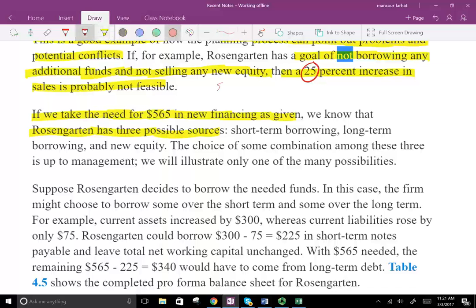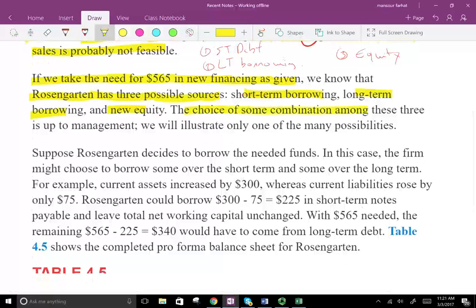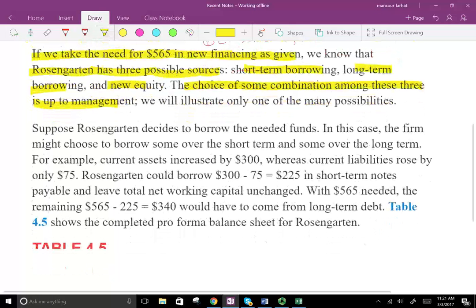We can get it from short-term borrowing. We can get it from long-term borrowing. Or we can issue equity, which is stocks. Those are the three options, or a combination of them. They don't have to be exclusive. The choice of some combination among these three is up to management. We will illustrate only one of many possibilities. Now remember, you could do so many things, so we're going to work with some possibilities.